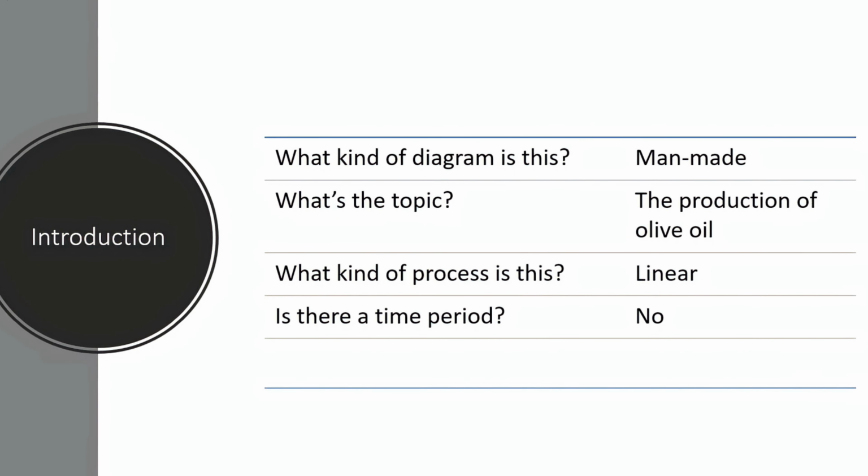What kind of process is this? So is it linear or is it cyclical? In this case, it's going to be linear. It's going to reach an end. Is there a time period on the diagram? We can look again later, but there's no time period on it, so no. So we use this information for our introduction.